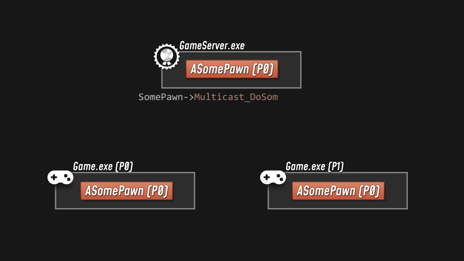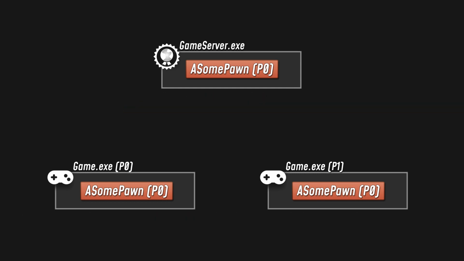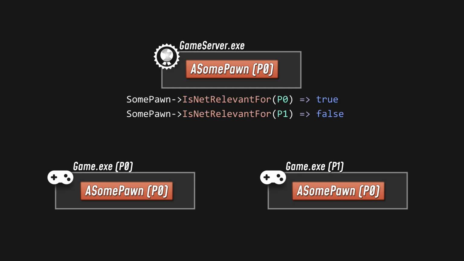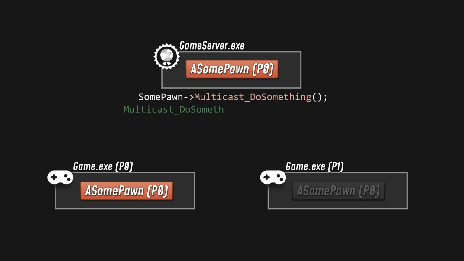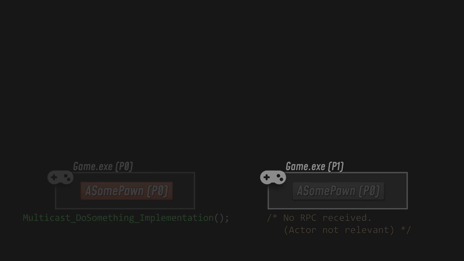If you invoke a Multicast RPC from the server, the function implementation will run everywhere, on the server and then on all clients. Unlike Server and Client RPCs, relevancy is a factor for Multicast RPCs, since non-owning clients may not have an open channel for the actor. In that case, the client simply won't receive the RPC. That means you shouldn't rely on Multicast RPCs to replicate persistent state changes to clients.